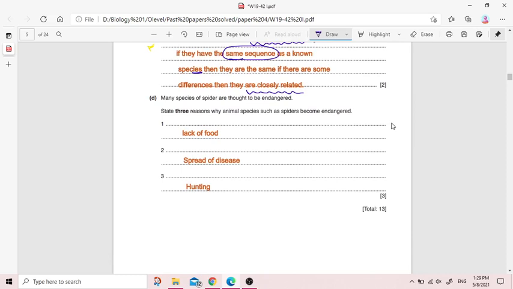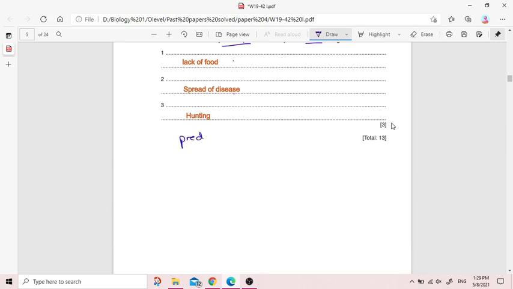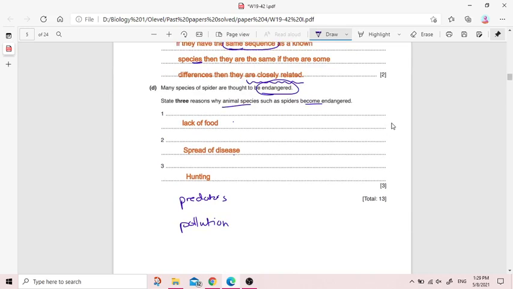Okay. D. Many species are thought to be endangered. State 3 reasons why animals become endangered. I choose any reason that decreases the population. Any reason that decreases the population. Like what? Lack of food, spread of diseases, hunting, okay? Increased predators. What else could there be? Pollution, increased pollution. All of these reasons will decrease the population, so they will be at risk of extinction.